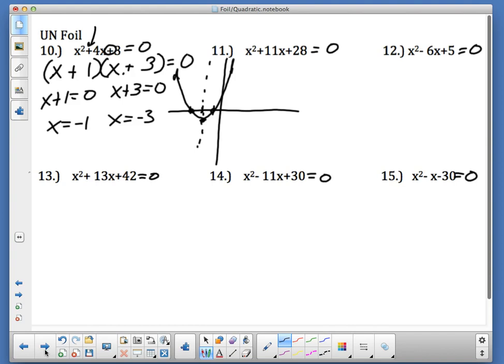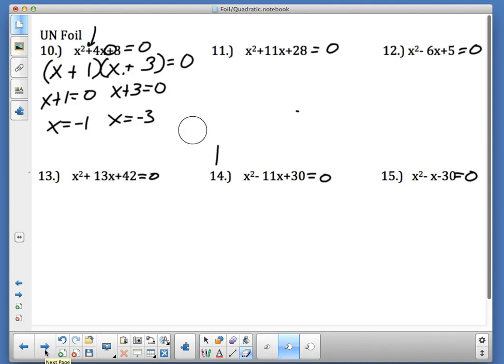I'm not expecting you to graph these, by the way. I'm just expecting you to find the places where it crosses the axis, the zeros. Okay? Now, that was just a friendly little reminder of what these things do. Now, x plus something.